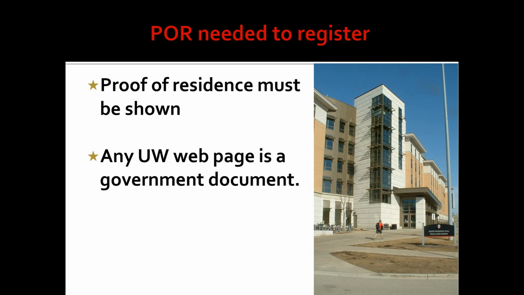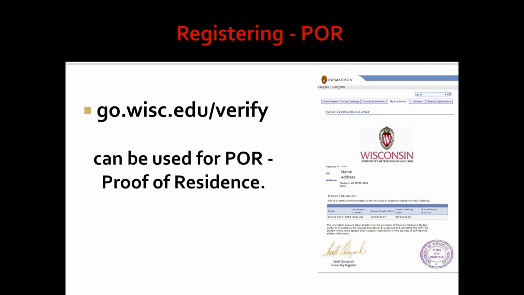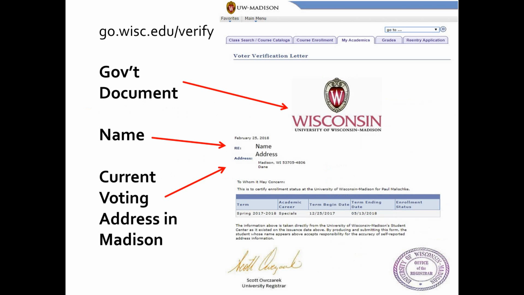Any UW web page is a government document and may be used for POR, proof of residence. An easy way to get POR is to use go.wisc.edu/verify. We used this same item as proof of enrollment for student number 1. It is a government document and shows the student name and address.